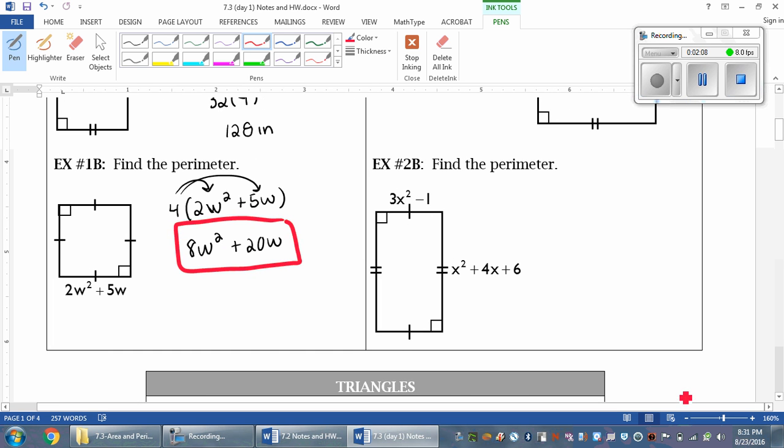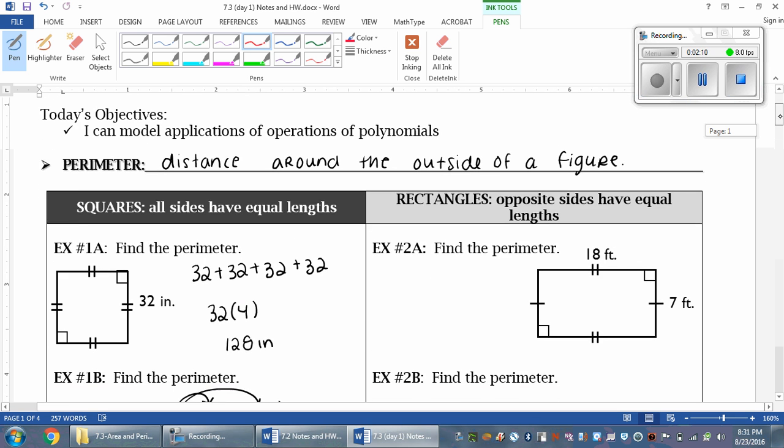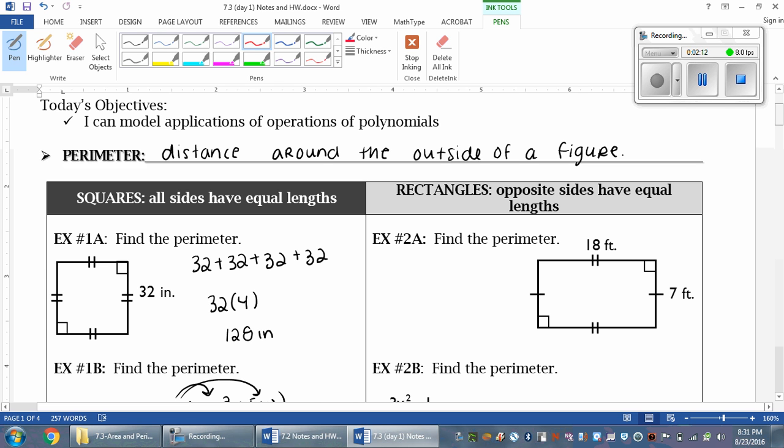Great, we're going to move on now to rectangles. Rectangles have opposite sides that have equal length. So for example, if this is 18, this side length and the opposite side length is 18. So this is 7, this is 7. To find the perimeter of this rectangle, I would do 2 times 18, because there are two side lengths of 18, plus 2 times 7, because there are two side lengths of 7. If I put that whole thing in my calculator, 2 times 18 plus 2 times 7, I'm going to get 50.